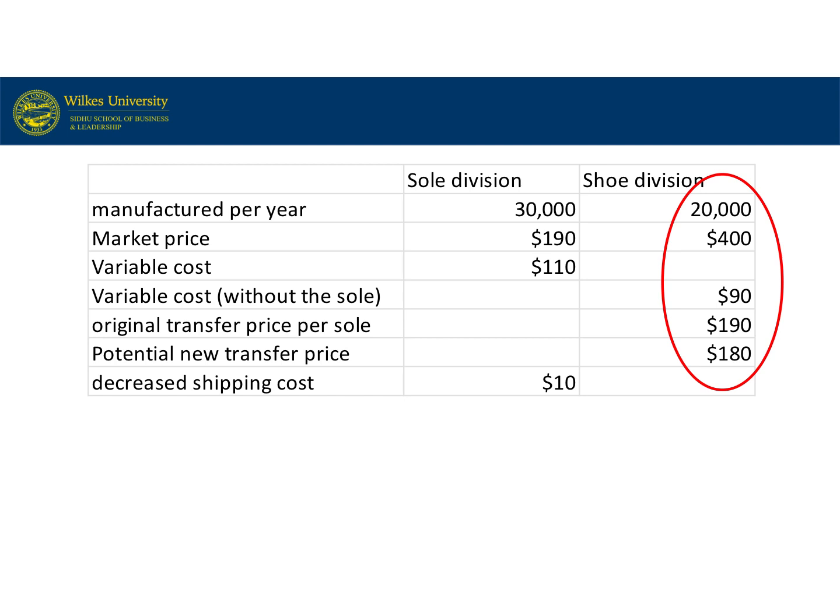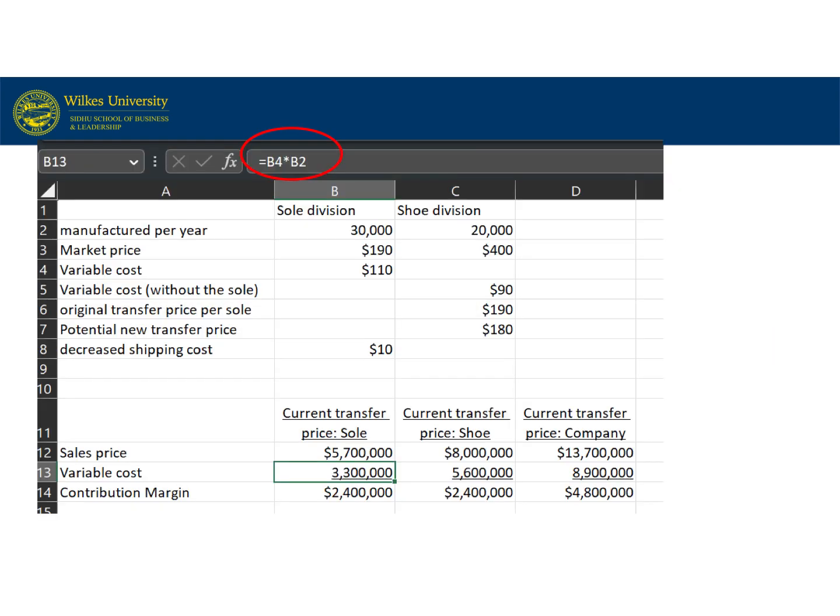To analyze this, we need to compute the contribution margin earned annually by each division and by the company as a whole using the current transfer price. Then we will do it with the new price. First, we will calculate the contribution margin for each division and for the company.